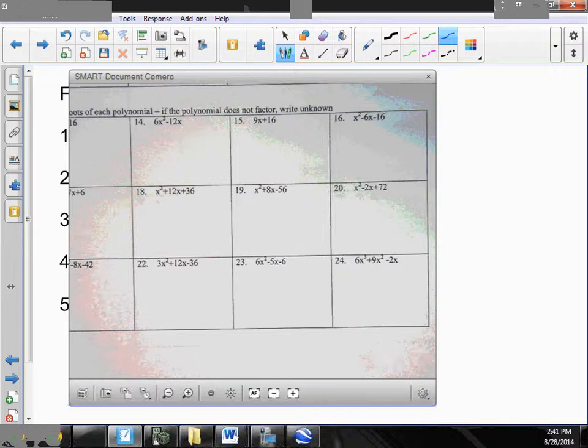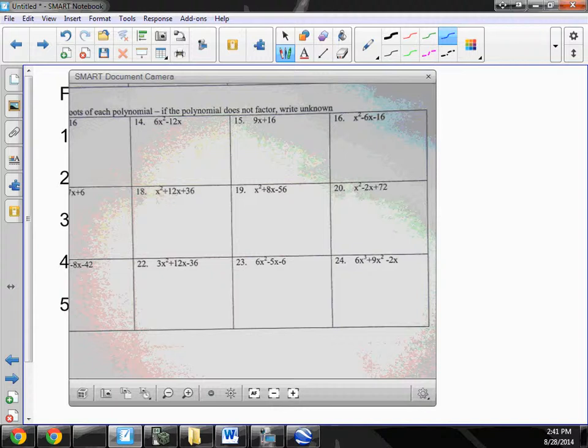No, plugging in 0 will tell you the y-intercept. But x-intercept is where you plug in 0 for y. So you're just setting it equal to 0. Okay, number 16.